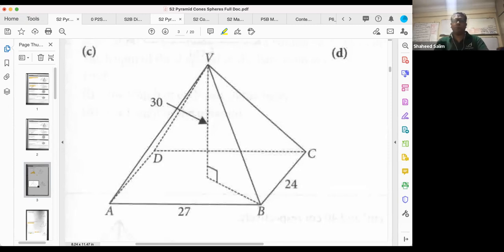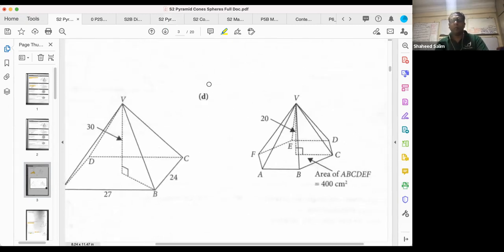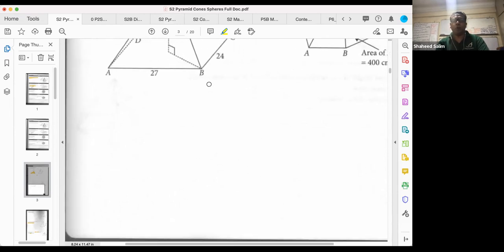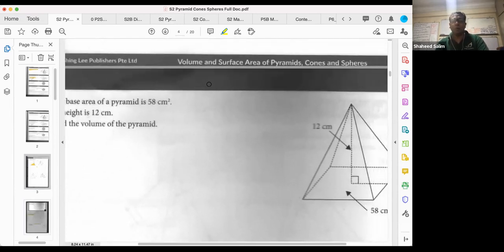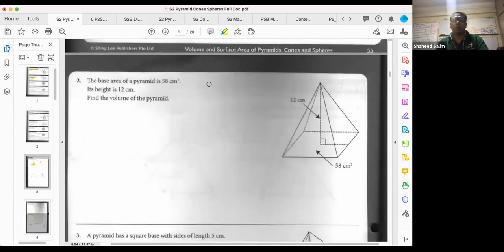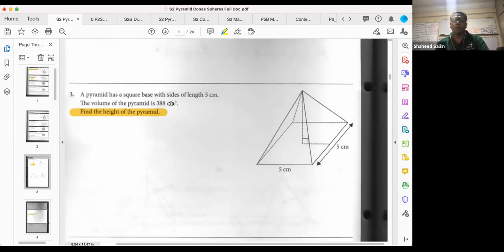Well done. Okay, this is okay. So now we will move to, let's say, find the height. I think we have done this, but we try this again. This one. They want you to find the height. So you write down the formula that we agree already, which is what?